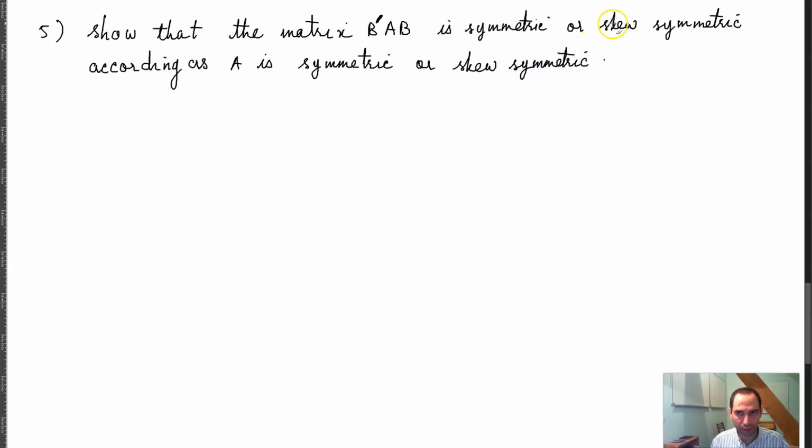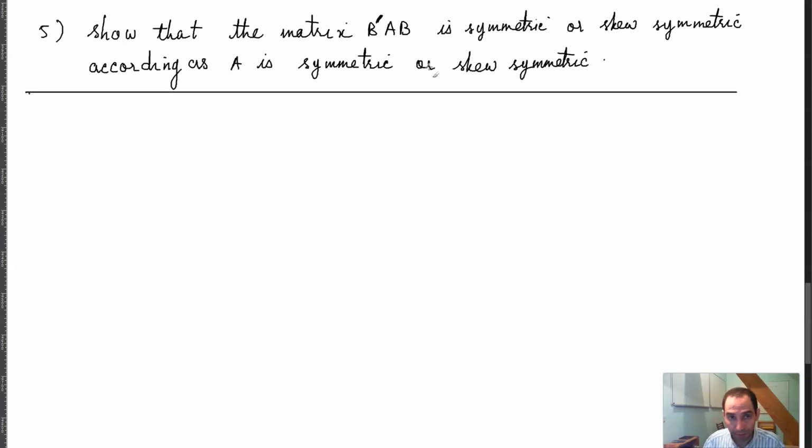Now what that means is that when you say, show that the matrix B prime AB is symmetric or skew-symmetric according as A is symmetric or skew-symmetric, it means depending on whether A is symmetric or skew-symmetric. Meaning that if A is symmetric, then B prime AB is going to be symmetric. If A is skew-symmetric, then B prime AB is going to be skew-symmetric, right?